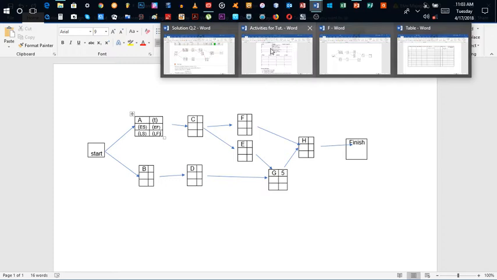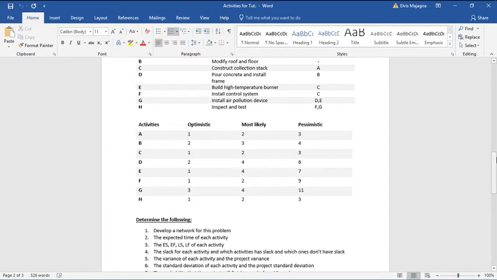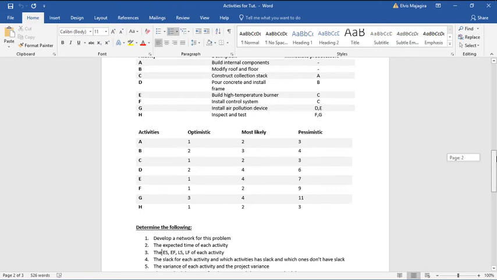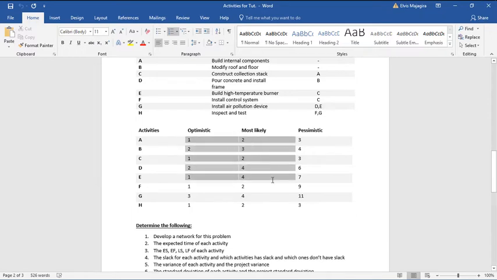Then let's go to question 2, which is to determine the expected time of each activity. For us to determine the expected time for each activity, we will need our optimistic time, most likely time, and pessimistic time. So let's take this.